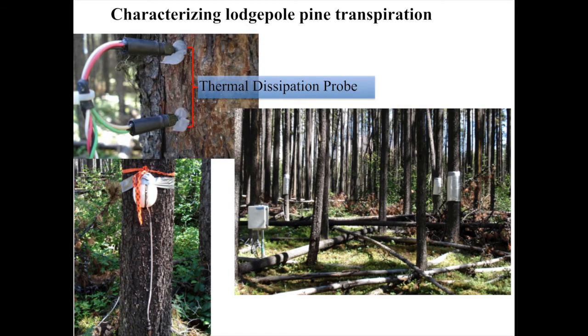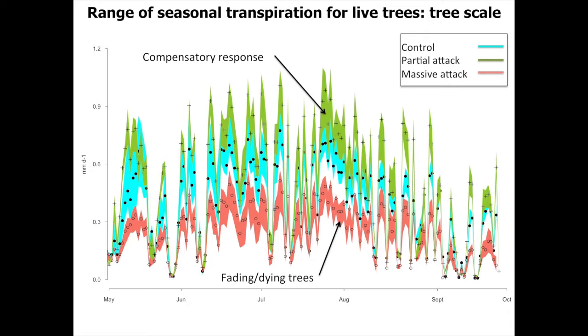So how we analyze the transpiration, we use the thermal dissipation technique. And here I'm showing just a snapshot of one series. The colors are not friendly, sorry about that. But what this graph shows is just the seasonal transpiration of one year in terms of millimeters per day. Let me just walk you through this graph.